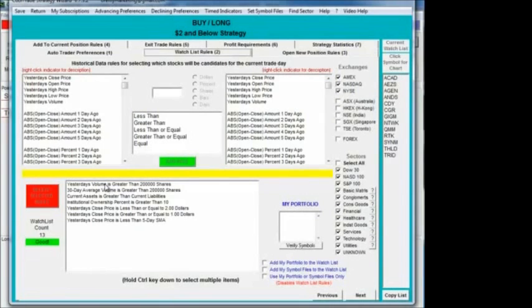So all these stocks must have volume of 200,000 shares, both yesterday and a 30-day average over 200,000 shares. These companies have assets that are greater than their liabilities. Institutional ownership is greater than 10%. The stocks are less than $2 and more than or equal to $1. And the close price yesterday is less than the 5-day simple moving average.